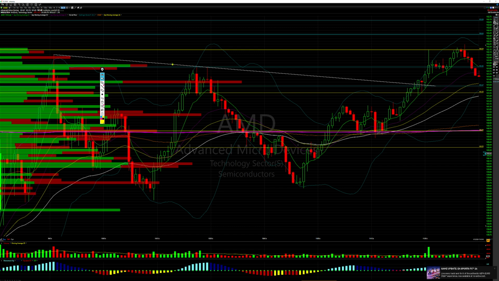If it holds right here, this is always your if-then statements. If it holds right here, what do you need to see it do as a bull and as a bear? Well, as a bull, it needs to come up here, hit this level, consolidate, and break up. As a bear, it needs to do the exact opposite. Hit that level, consolidate, and break down.